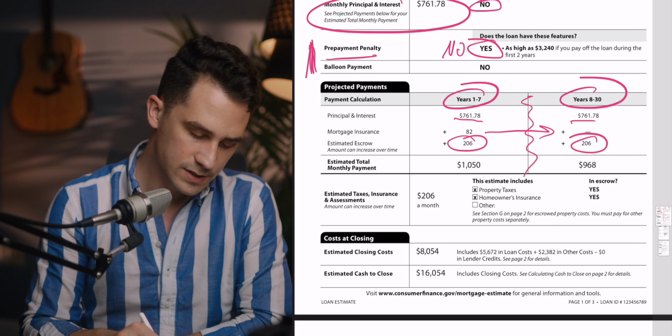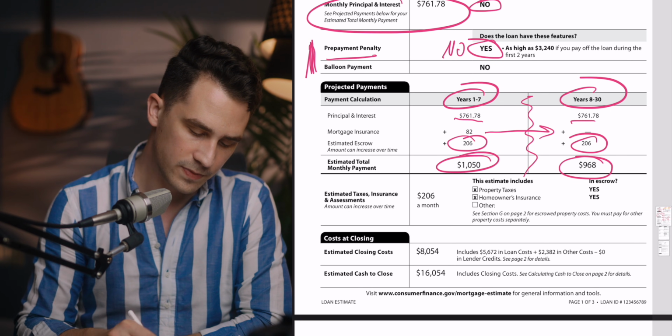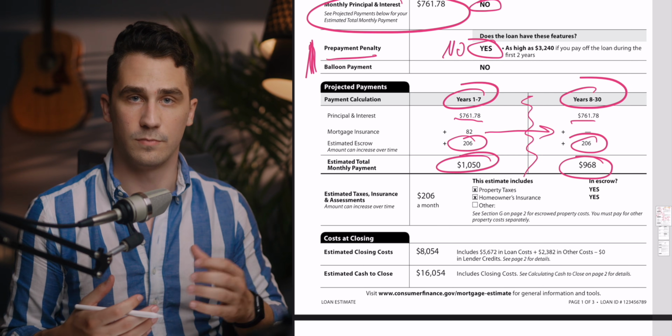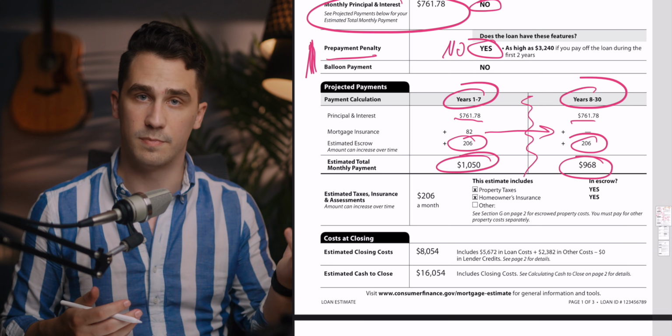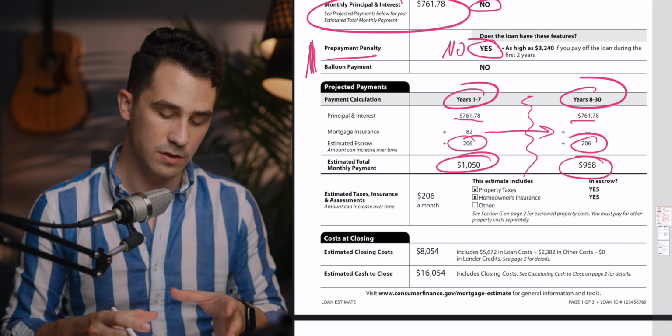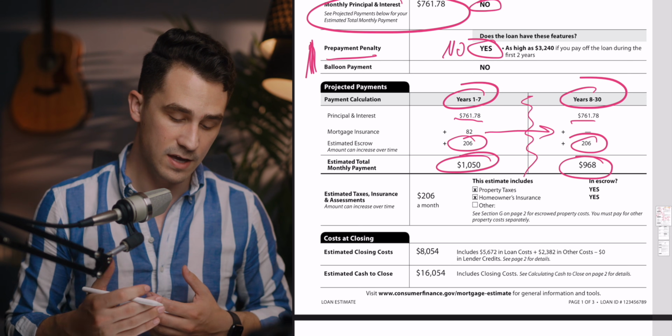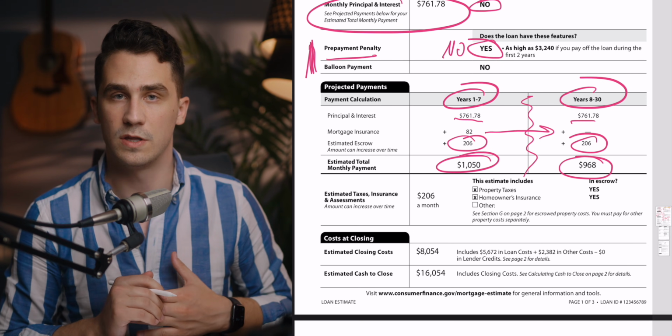And so this then tells us our estimated total monthly payment. This is what the lender is going to charge you every single month. Either you put this on a recurring payment or you choose to pay by check or whatever each month. This is the number you need to be really comfortable with and make sure, can I pay $1,050 every single month for my mortgage?